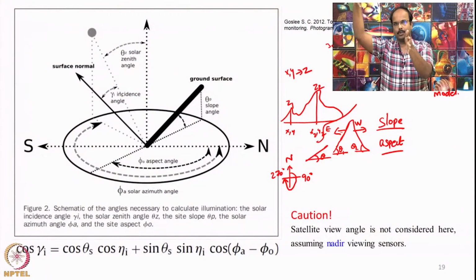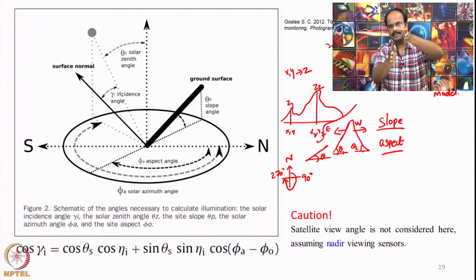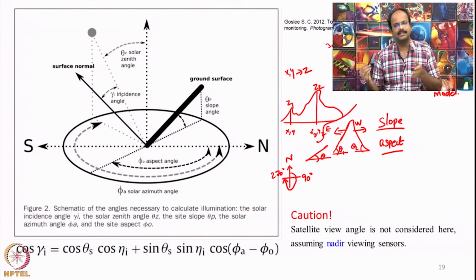Azimuth angle again means a very similar concept to aspect. From north, at which angle the sun is. Say this is north, pointing to the front and back towards the screen. If the sun is oriented here, the azimuth angle from north is 90 degrees, whereas if the sun is here, the azimuth is 270 degrees and so on. So, the azimuth is the direction of the sun from north, a horizontal angle, and similarly the aspect. So, if we know the solar zenith angle, solar azimuth angle, the slope of the terrain and the aspect of the terrain, we will be able to do some calculations of topographic correction.